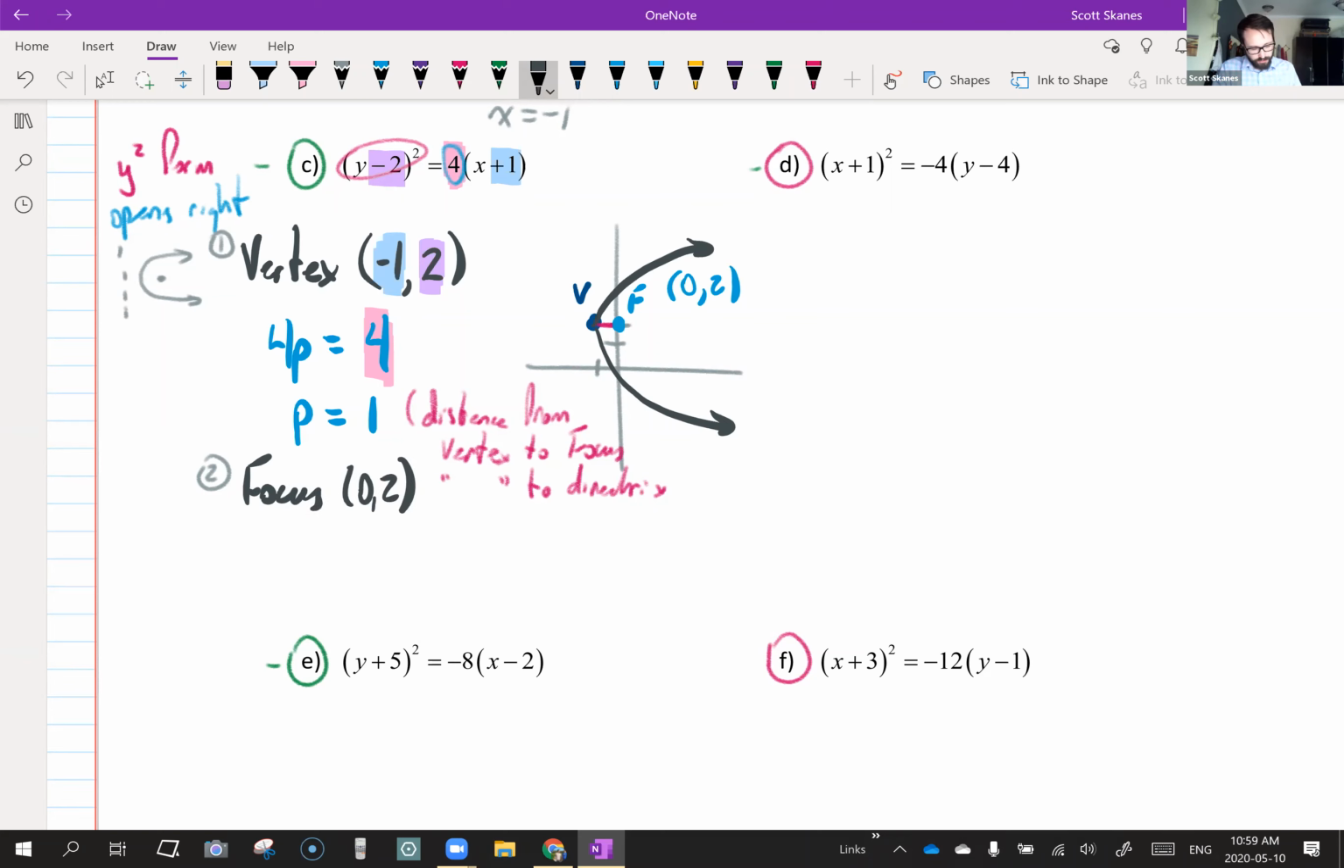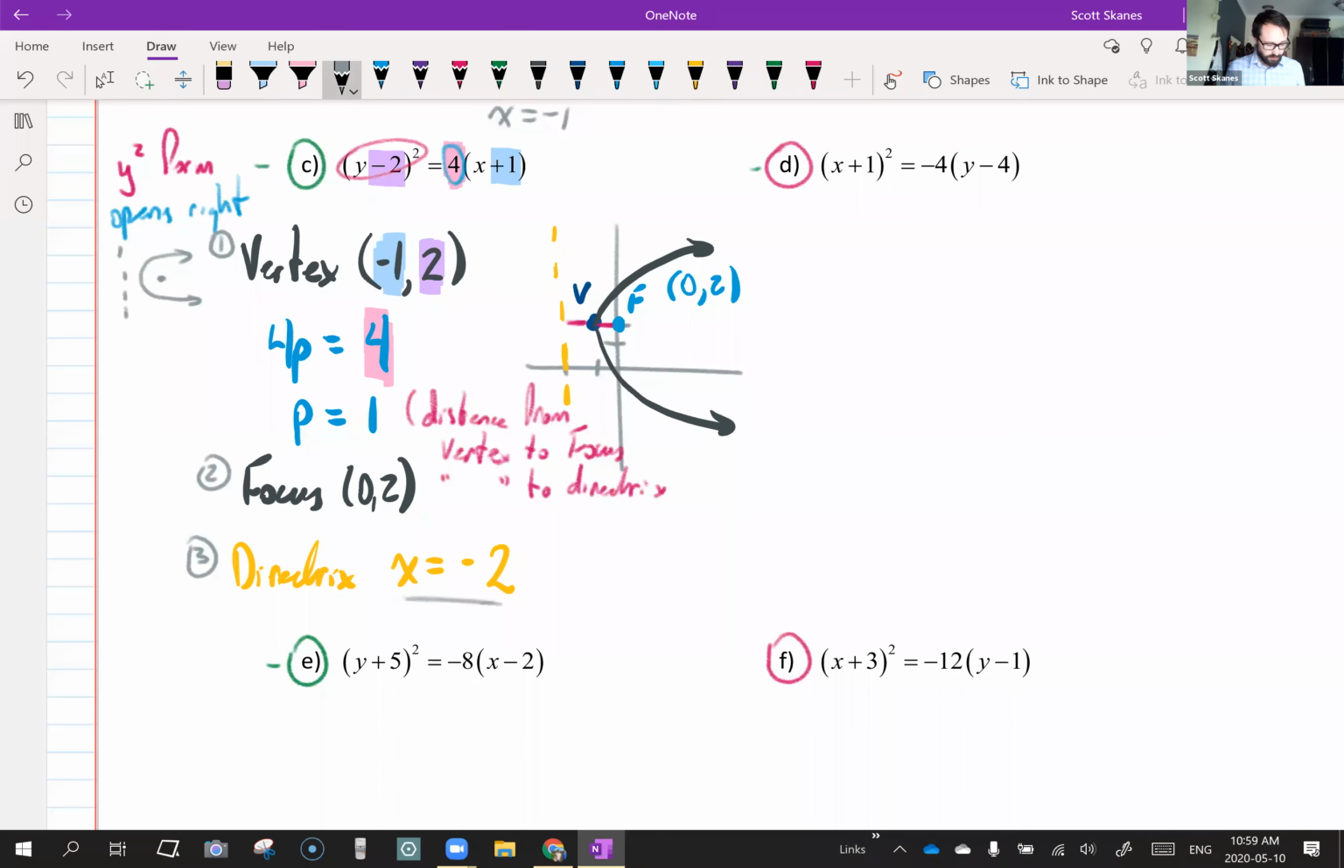Done. The directrix is on the other side of the vertex. So I'll just go back by 1. Again, it's just the distance of P, 1, and draw the directrix. The directrix is an equation, not a point. The directrix, that's a line where all of the x values are exactly the same. All of the x values are 2, so we say x equals, sorry, -2. All the x values are -2.